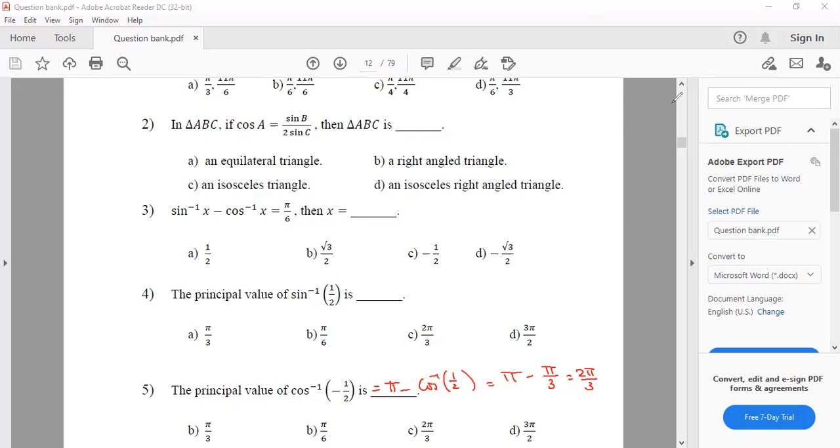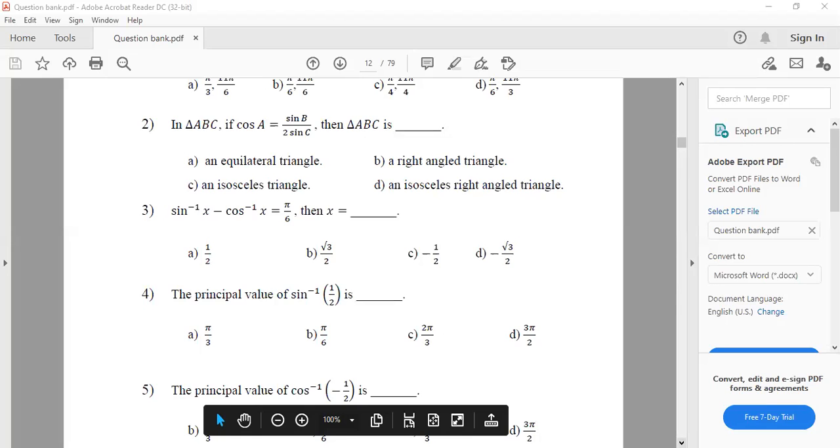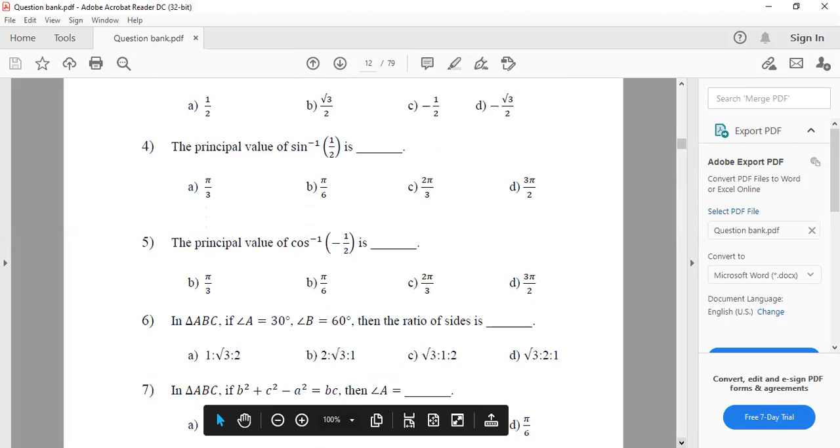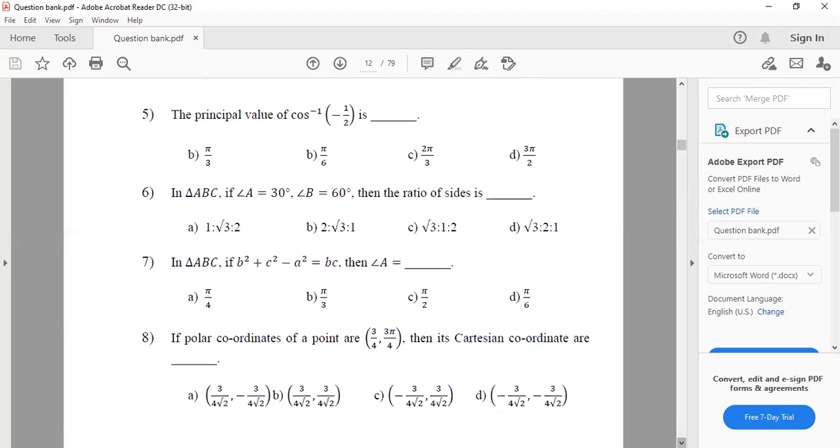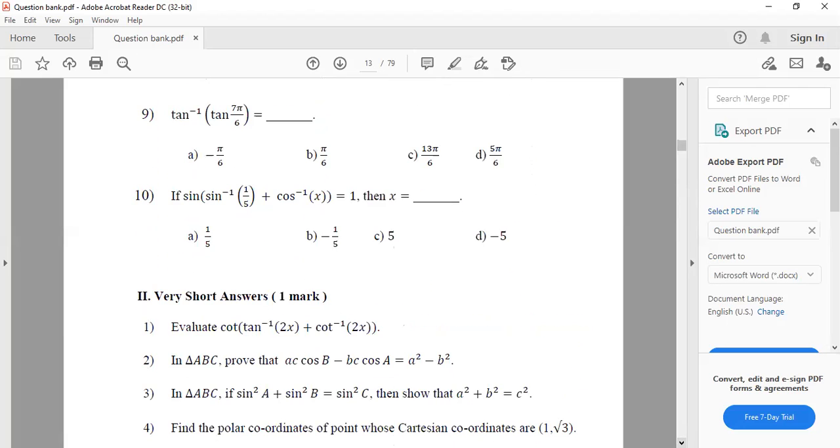Fine. Does it work? Yes, sir. No problem.